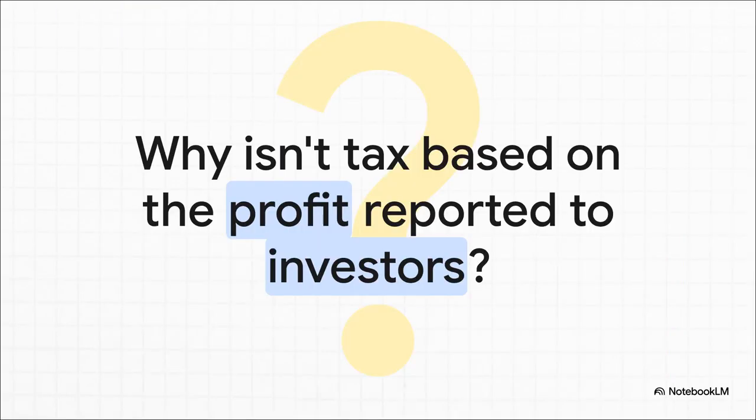So let's just jump right into the central puzzle here. You see a company report $1 billion in profit, right? So you'd think, okay, I'll just multiply that by the corporate tax rate, and boom, that's their tax bill. Seems logical. But it almost never works that way. The reality is way more complicated, and the reason for all that complexity is found in this rulebook, IAS 12.